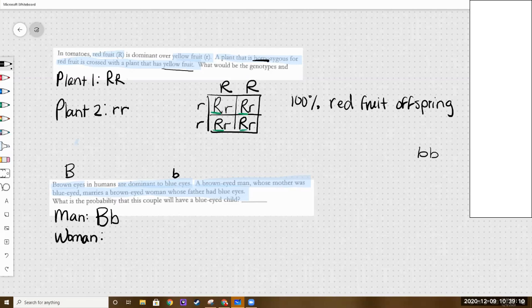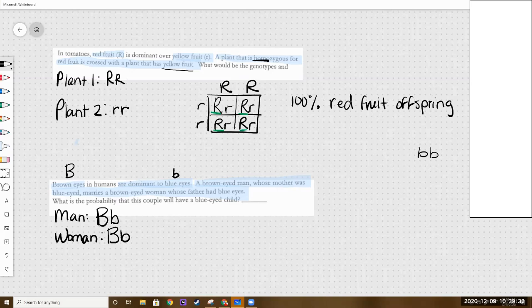Same thing for this woman. She's brown-eyed, but her dad has blue eyes. So her dad only had little b's to give. So she's gonna be heterozygous as well. Big B, little b, okay? So we wanna know what is the probability that this couple will have a blue-eyed child.